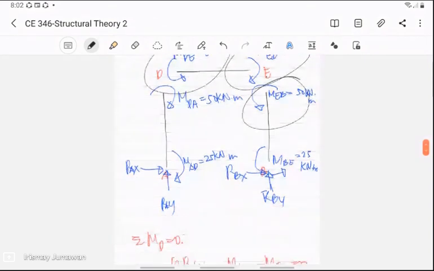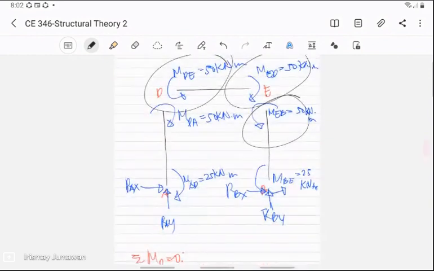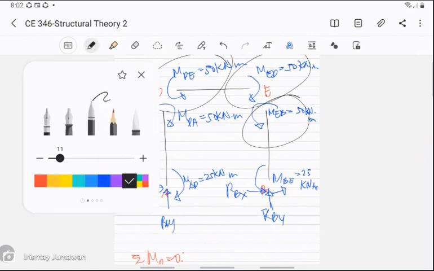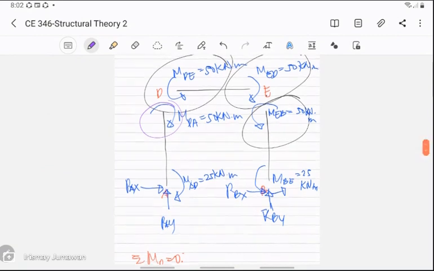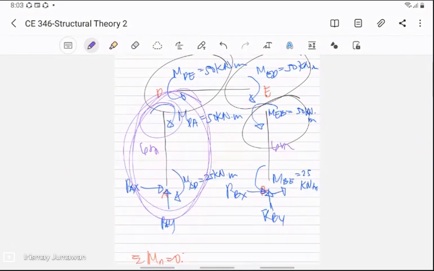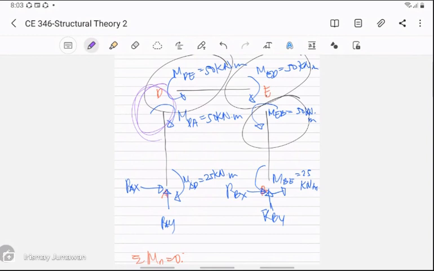Okay, so we have this one. Then we have to determine the reaction at X. We have the reaction at X, so we take moment at D. So we have 6 RAX because this is 6, the number is 6 meters. 6 RAX minus moment AD minus moment DA. We take moment at D.